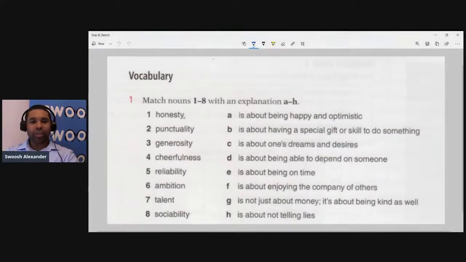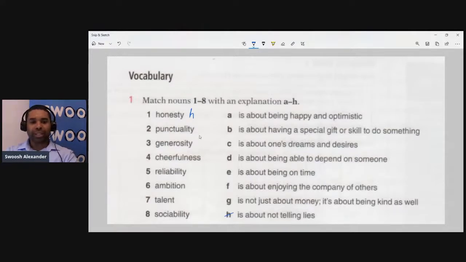Okay, honesty. So the best definition of honesty would be H. Honesty is basically about telling the truth, or, as it's stated in H, not telling lies. So nice word to use in our speaking. Think about this for IELTS speaking part 2, for example. We often have to describe a person. It could be a work colleague, a family member, a friend. So talking about their quality of honesty could be very useful in that context.